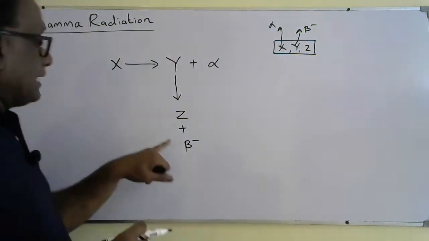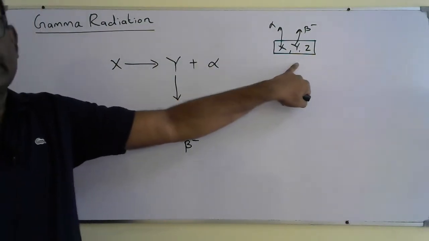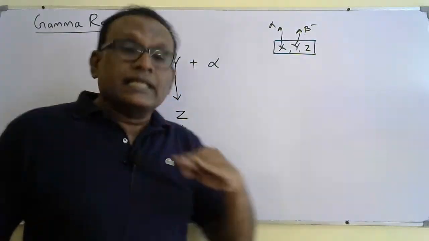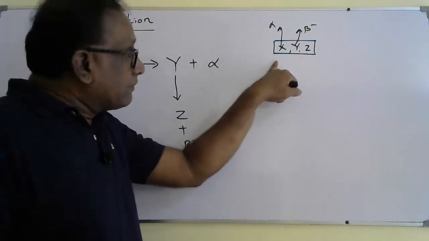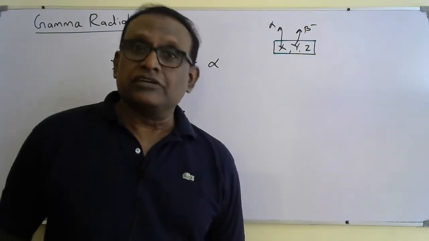Actually, beta is emitted by the daughter nucleus, which is also inside the given sample. So when we check for the emitted particles, we might get the result that the given sample is emitting all three, right? That's the reason for the confusion.